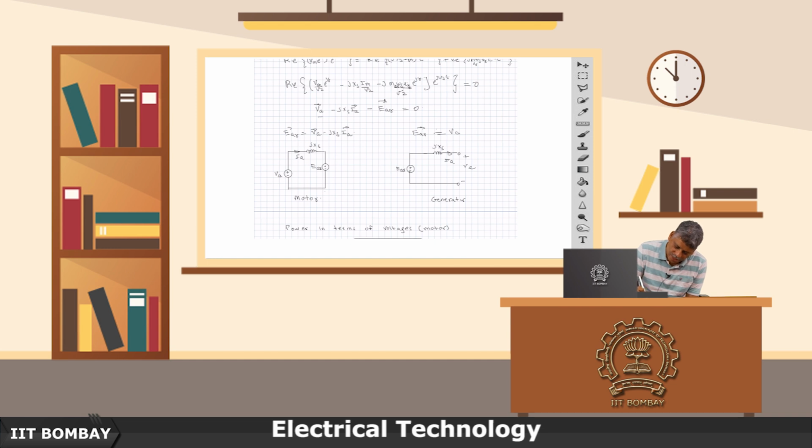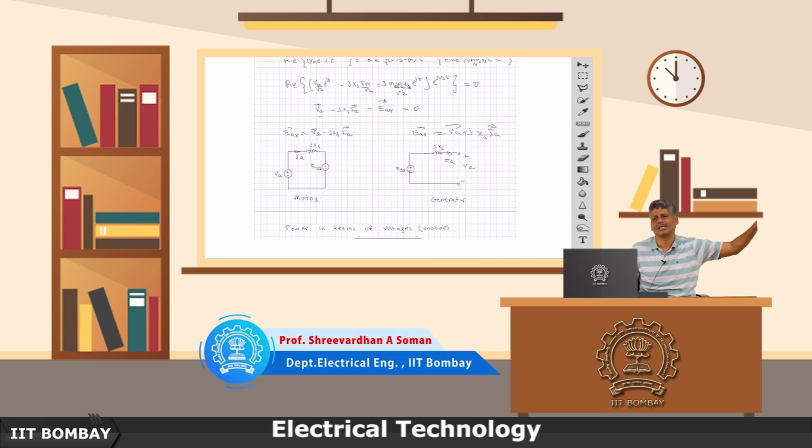So, the two equivalent circuits can be written as VA plus J XS IA. When dealing with generators, we use this as my equation. When dealing with motors, we use this as the equation, and usually we deal with motors separately and generators separately, not simultaneously. So, do not have to worry about it.